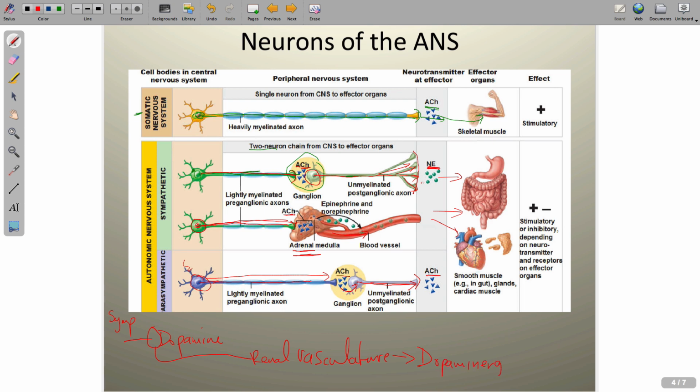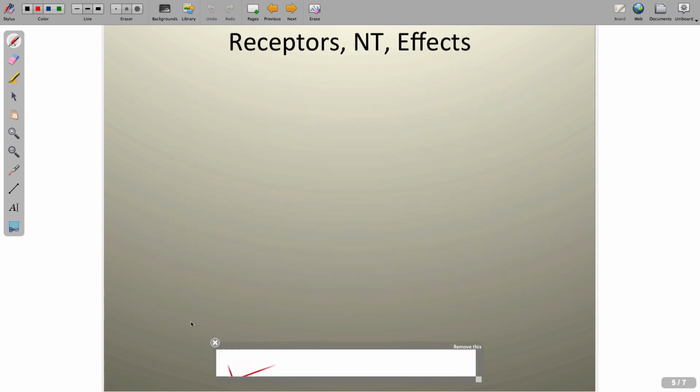So dopaminergic receptors are located at the level of the kidneys, and they impact smooth muscle changes to the renal vasculature. So we'll explore dopamine a little bit more. I just want you to appreciate that in the sympathetic nervous system, there's this additional guy, and that's dopamine. It's a dopamine receptor.